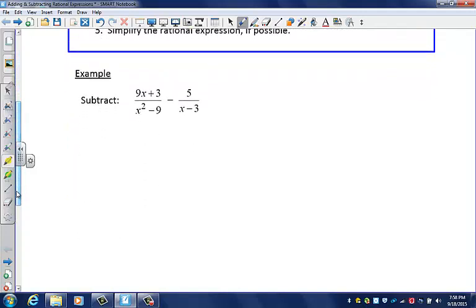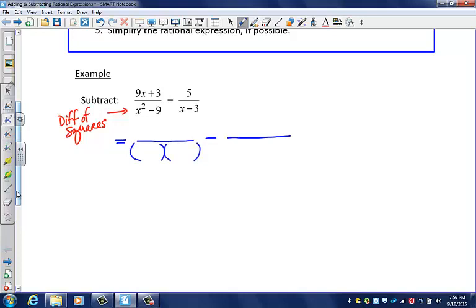All right? We're supposed to subtract these two rational expressions. If you notice, the denominators are different. So first thing we need to do is factor the denominators, if possible, so that we can come up with the least common denominator. My first denominator is a difference of squares. If you remember, factoring a difference of two perfect squares factors into two binomials with different signs. Remember, they are called conjugates.